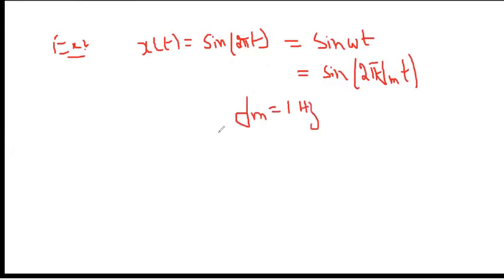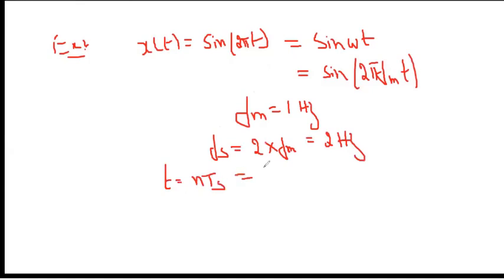So the given signal is a single tone. So the sampling frequency Fs is equal to 2 into Fm for a single tone. You can write it as 2 into 1, that is 2 hertz. And t is equal to n into Ts, my dear students, when we are converting into the discrete time function, n by Fs. What is the Fs here? It is 2. So n by 2.